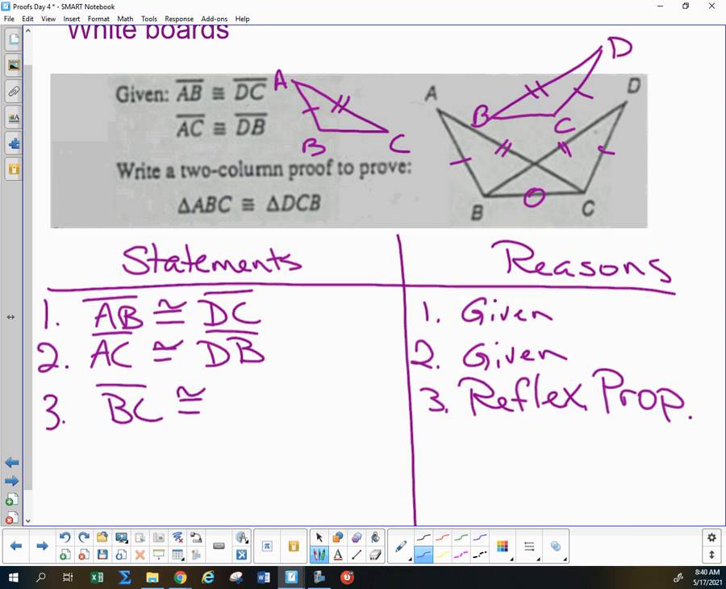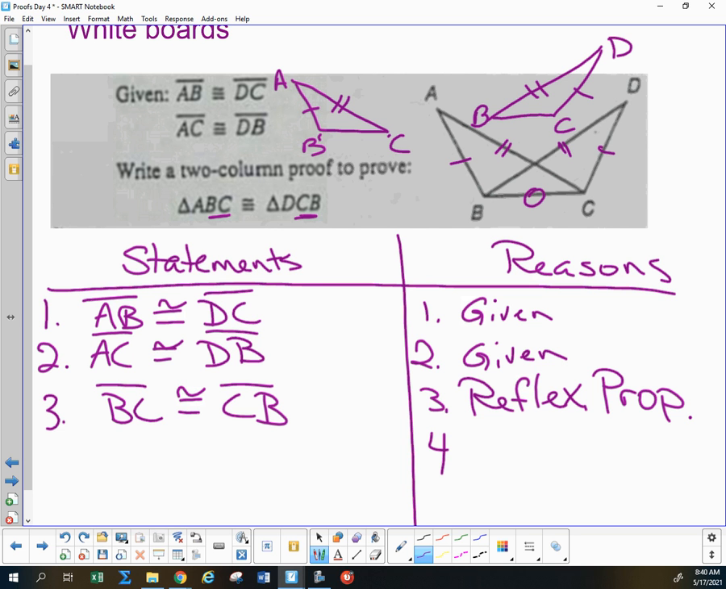Now I have to figure out if BC is congruent to BC or BC is congruent to CB. Which way do I need to write it? So I look at my pictures. B looks like it's obtuse to C, but when I go with the other one, B doesn't look like it's the obtuse angle there. So I need to switch it to CB, so it matches up with what I'm trying to go to. BC is congruent to CB.